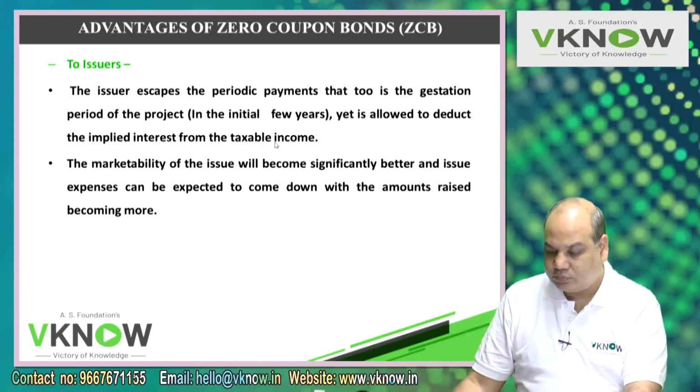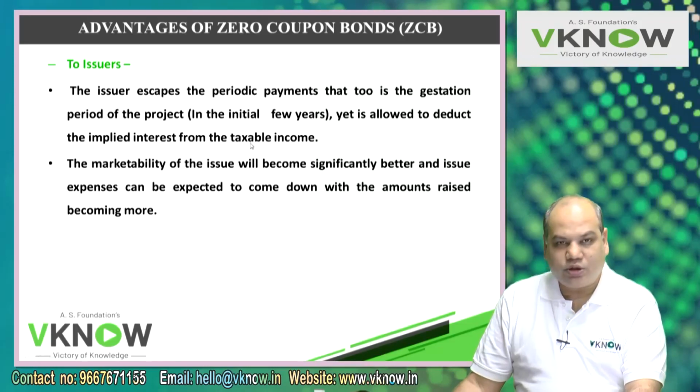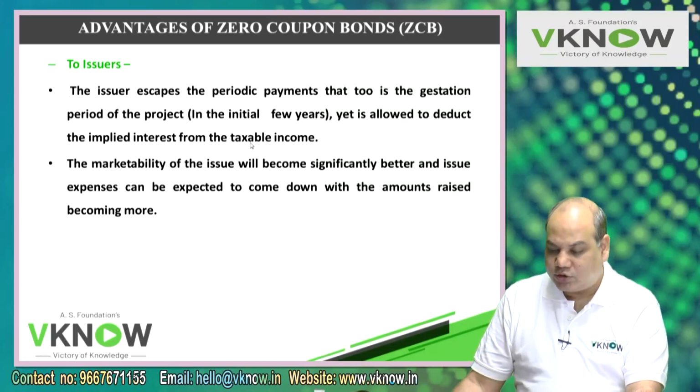All interest will keep on accruing and will be paid on maturity, and at the same time the interest that you accrue will be allowed as interest expense for income tax purpose, and you will be able to save tax also. So there are two advantages. One, there is no cash outflow. At the same time, you get the tax shield on interest accrued, and the marketability of the issue will become significantly better, and issue expenses can be expected to come down with the amount raised becoming more.